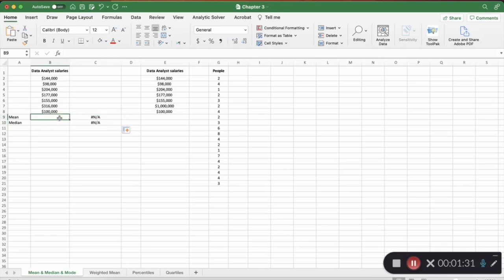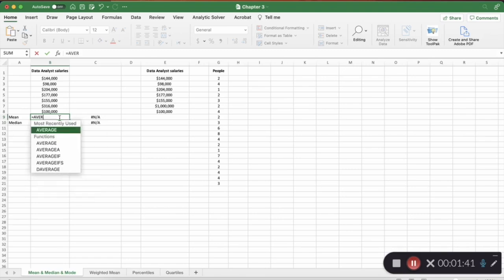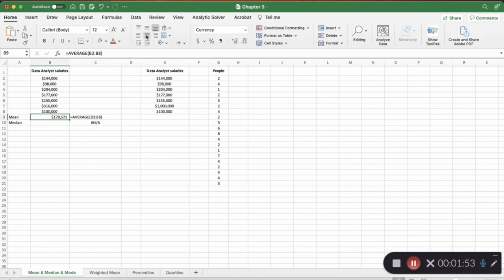To find the mean first, we're going to do equal. Every time you use a function in Excel, you have to start by typing equal. The function is average. Average tells you the mean. After you type average, open parentheses, then select your data, close the parentheses, enter. This is the average. Here, I'm showing you the formula that I used only. So this is the mean.